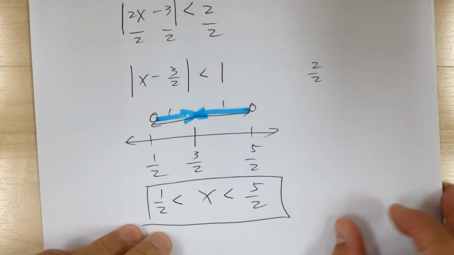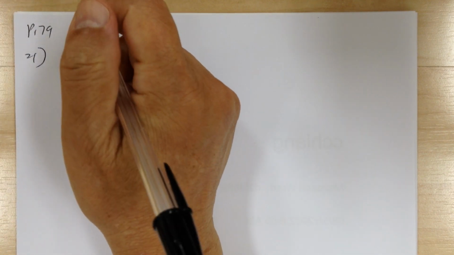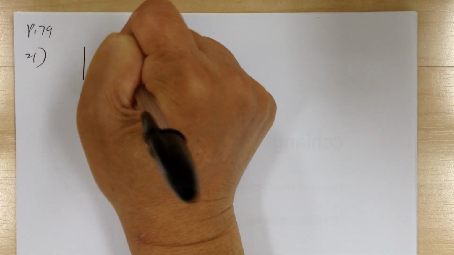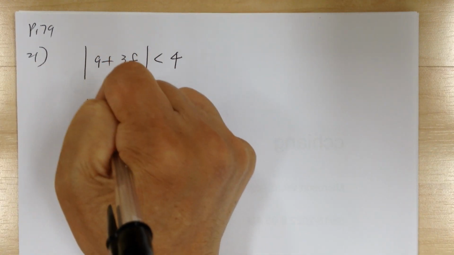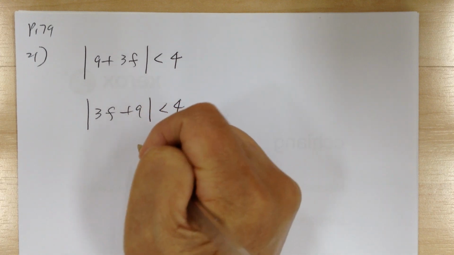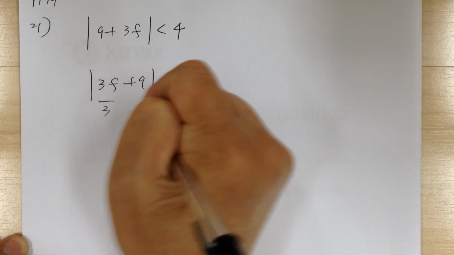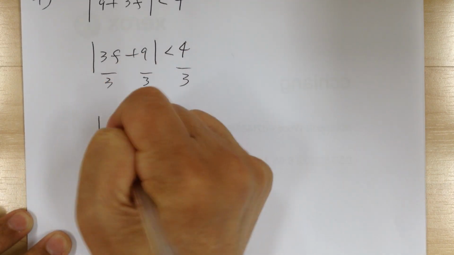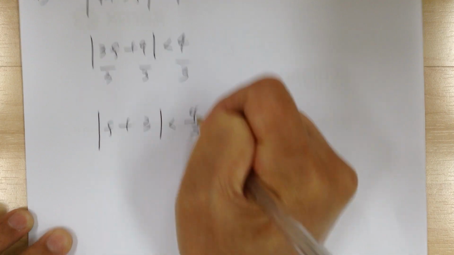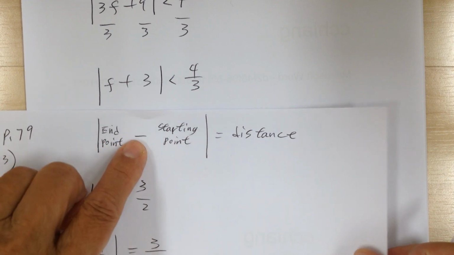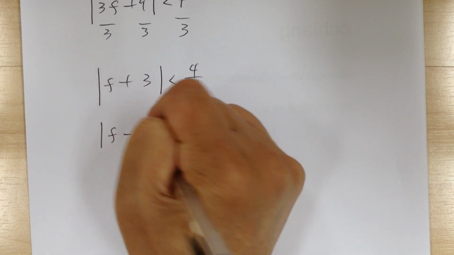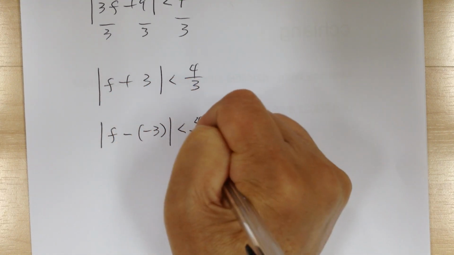Okay, let's go to the next one. Okay, absolute value of 9 plus 3f less than 4. Okay, so first let's go and switch the terms. So it'll be 3f plus 9 is less than 4. The next step is dividing by 3. So your absolute value of f plus 3 is less than 4 over 3. Then you have to make it into minus because of your definition, right? You have to do endpoint minus the starting point. Okay, so you have to make a subtraction. So this would be f minus negative 3 is less than 4 over 3.